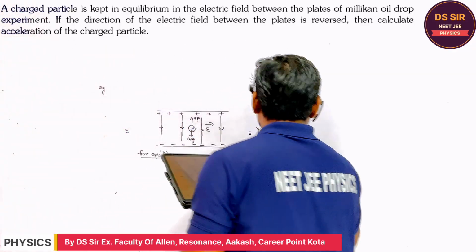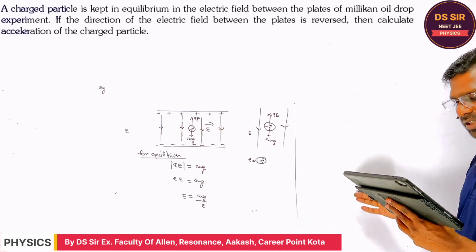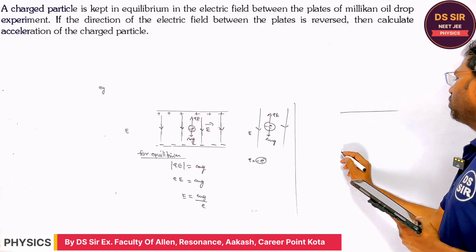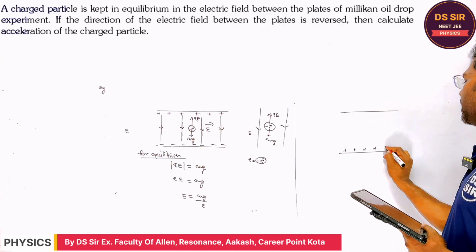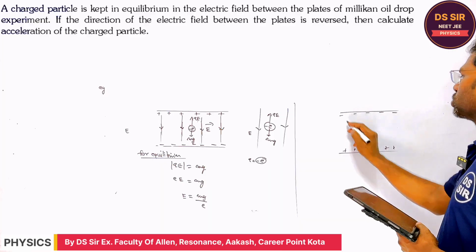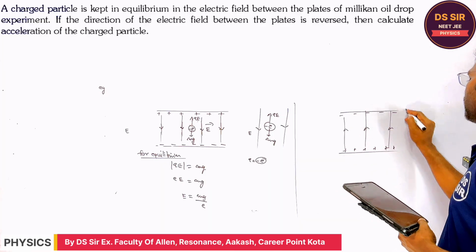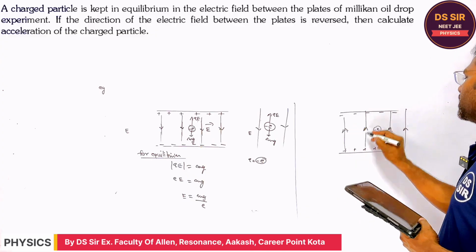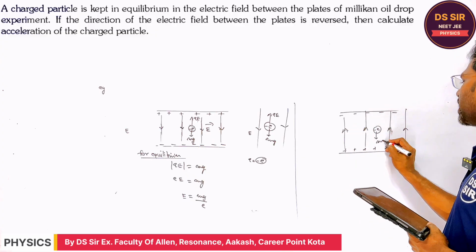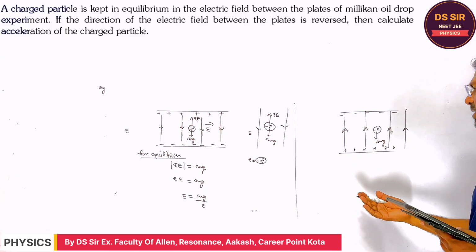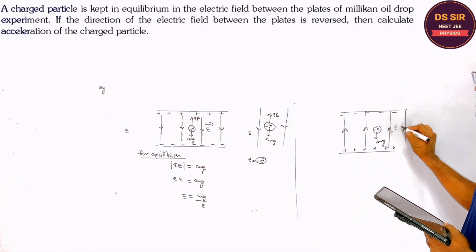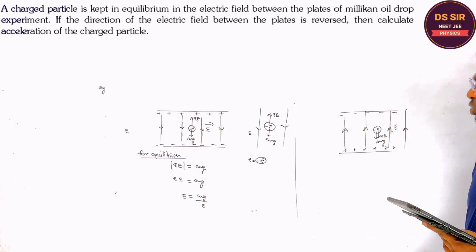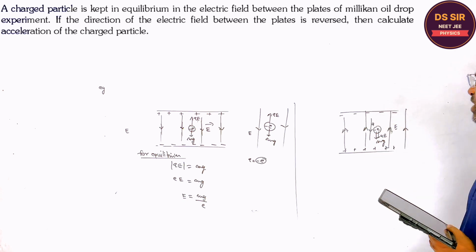Now in the later part, it is said that if the direction of the electric field between the plates is reversed, so this becomes the positive plate and this becomes the negative plate, the direction of the electric field will be reversed, vertically upward. Is it clear or not? So if this is the minus charge, mg was already acting, but now because of this electric field, another force qE will be acting downward. So therefore it will have some acceleration a.